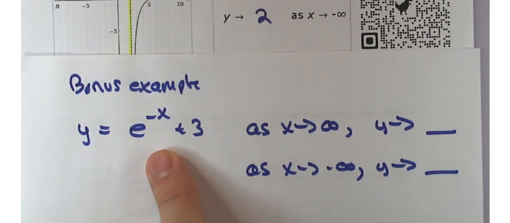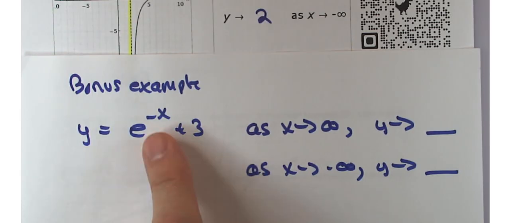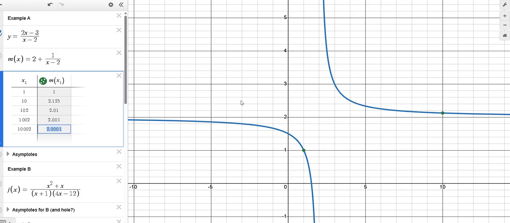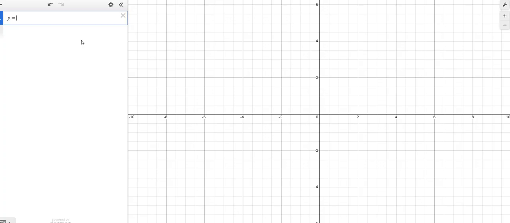You might remember the graph of an exponential. It's an increasing graph, and then we're shifting up by 3. But this negative is going to flip this around the y-axis. So let me just plot that for us real quick. Give myself a new Desmos graph to do that. y equals e raised to the negative x plus 3.